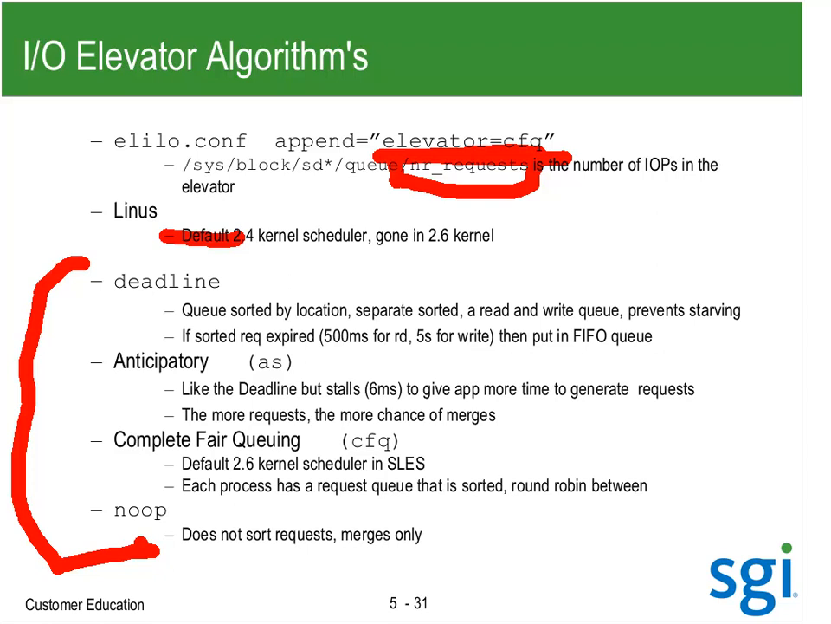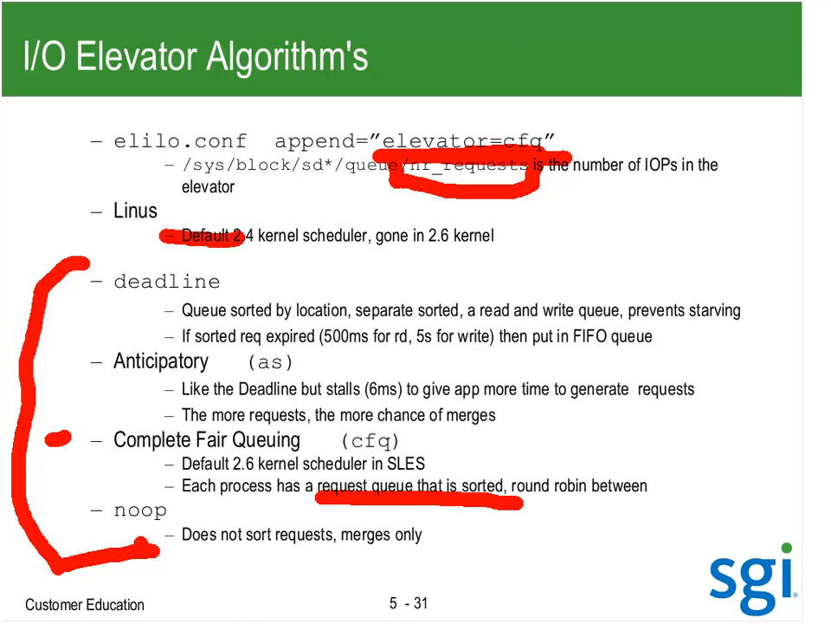The default is still complete fair queuing. Each process has a request queue that's sorted. This means that one process cannot dominate the I/O queue, cannot dominate the elevator, can't plug it, so to speak, with lots of IOPS and maroon another process. So we're going to round robin between processes.